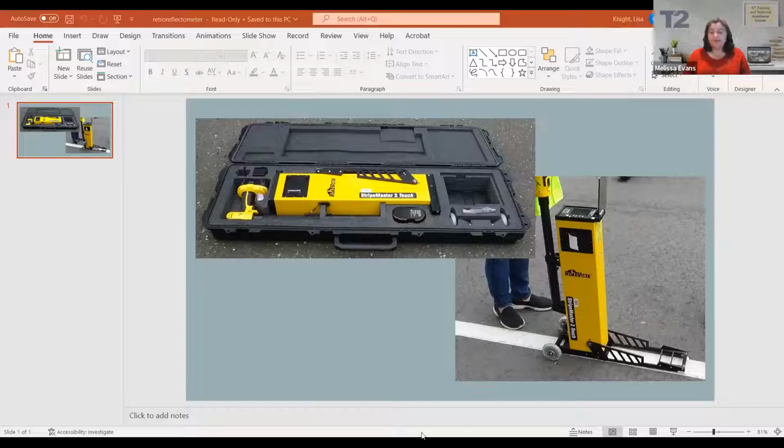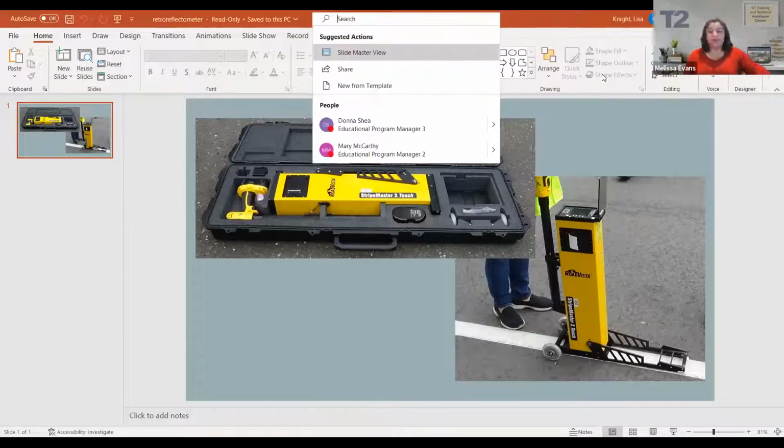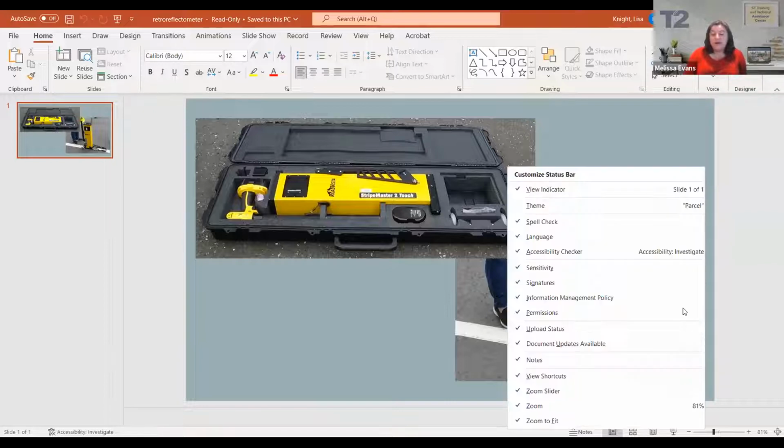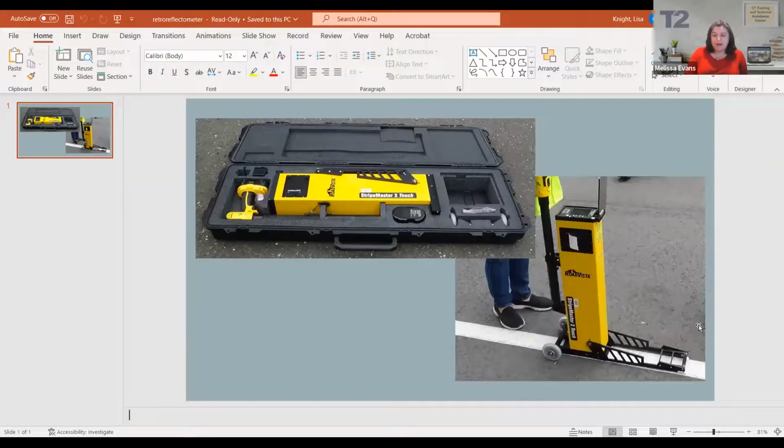The main difference is, of course, you're moving it along your pavement markings and measuring those, rather than putting it up against your signs and measuring that. Just again, you can kind of see it here. You can see me holding it in that one picture.